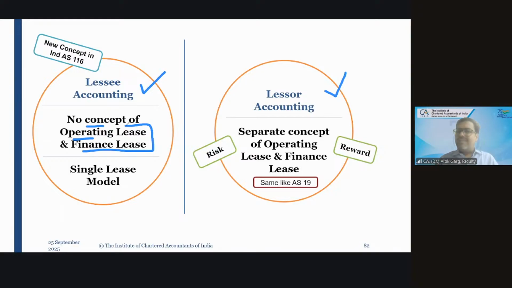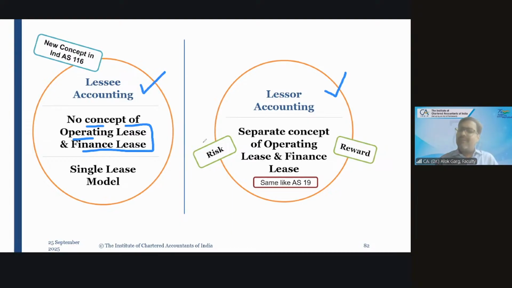Have we discussed the lease classification in case of lessee accounting? No, sir. There is no classification. A single lease model. Yes, there is no classification of operating lease and finance lease. It is only a lease.